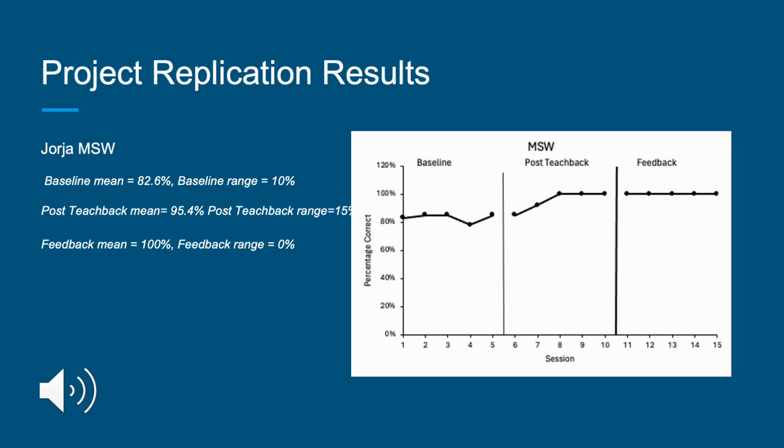And once we get into feedback, the average is 100% with a 0% range for that one. As you can see, once we got into trial number 8, we still continue to implement the post-teachback and feedback just to be sure that the skill set for that preference assessment is still being maintained across multiple trials.